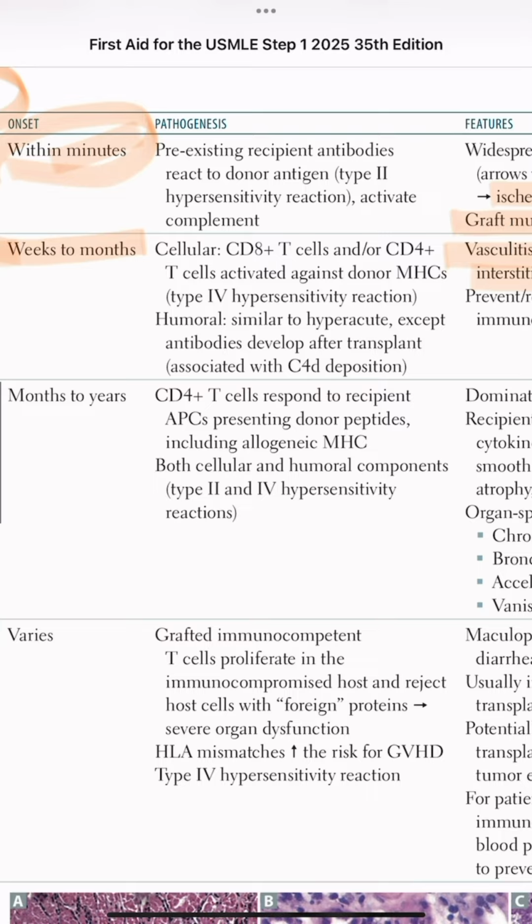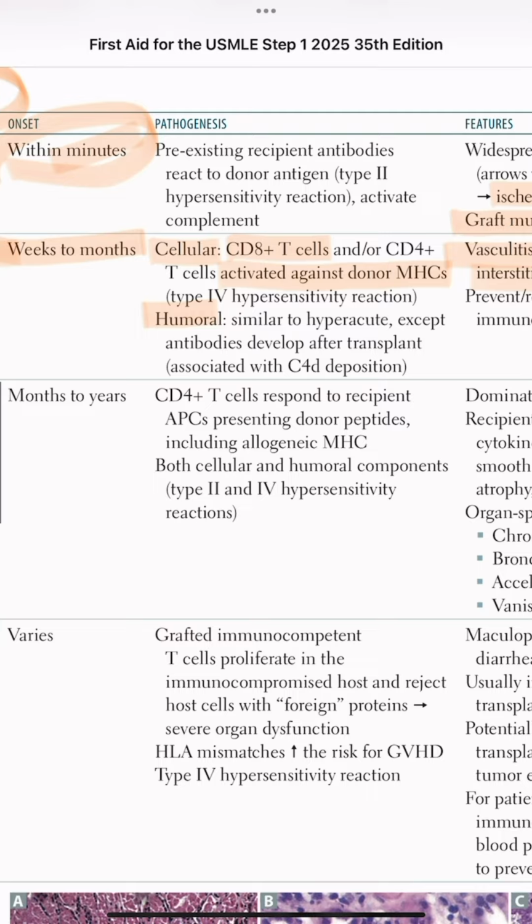So what's going on here is that the patient is experiencing cellular and humoral insult. Cellular is when they have CD8 plus T cells and or both or one CD4 plus T cells activated against the donor MHC, which is a type 4 hypersensitivity reaction. Remember, type 4 hypersensitivity reaction is past 72 hours or more. So that is type 4 hypersensitivity reaction. And in acute transplant rejection, you see type 4 hypersensitivity reaction.